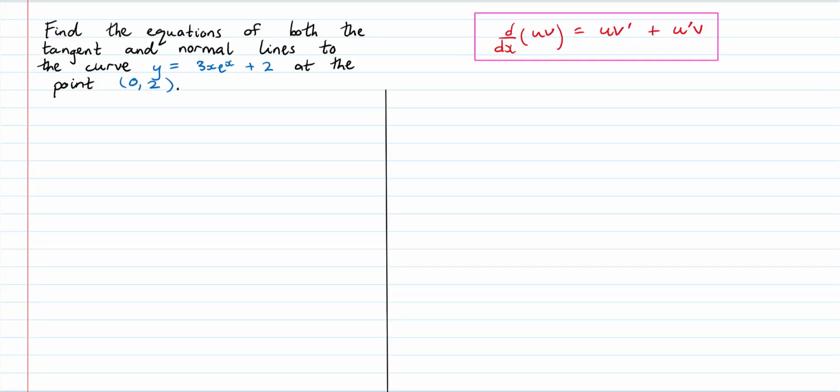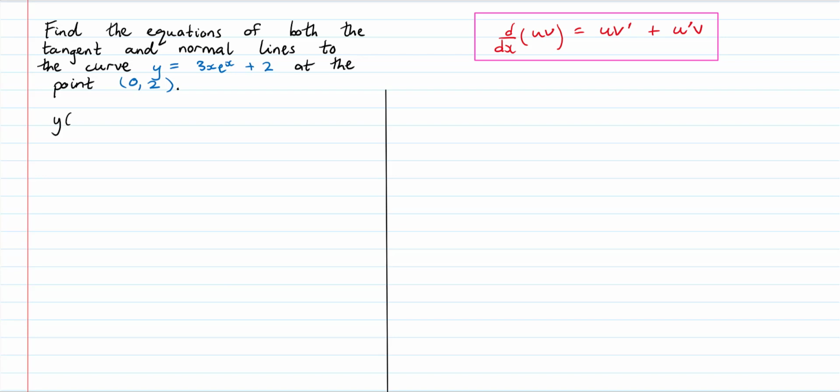In this video, we're going to answer this question, which is to find the equations of both the tangent and normal lines to the curve y equals 3x times e to the power of x plus 2 at the point 0, 2. So the first thing we'll do is find the equation of the tangent line. To do that, we're going to need to find the gradient of the tangent line at the point 0, 2. So we're going to need to differentiate that function.